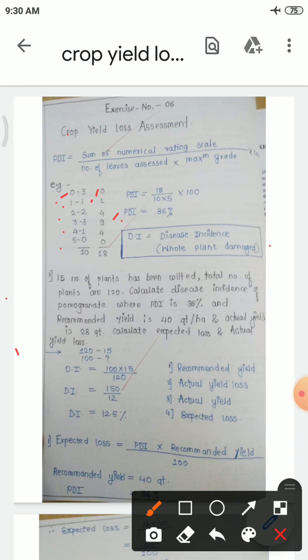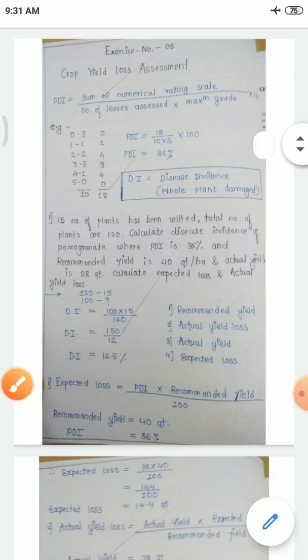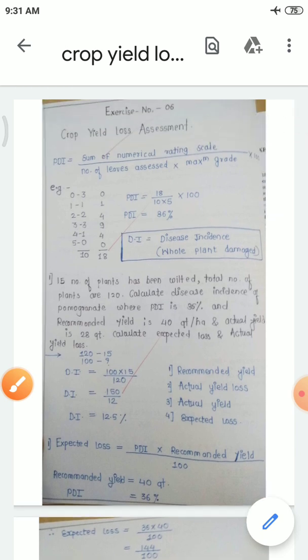By putting the values in the given formula, PDI is equal to sum of numerical rating scale divided by number of leaves assessed into maximum grade, into 100. So simply put the values in that formula: the sum of numerical rating scale, that is 18, divided by number of leaves assessed, 10, into maximum grade. We have to take 5 here, it is constant for all, then multiply by 100. So the PDI or disease incidence will be obtained, that is 36%. So this is about the PDI that we calculated in the previous exercise.